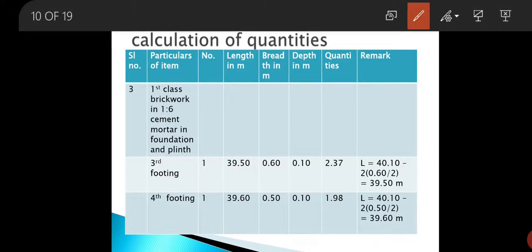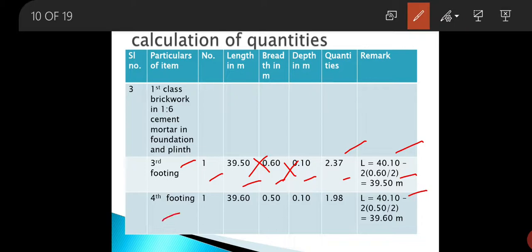See here, third footing number is 1. In the remark column you have to write all these things. So 40.1 is the total center length of the building, and from that we will subtract 2 into, as there are 2 junctions, 2 into 0.6 by 2, that is 39.5 meter. Width is 0.6, depth is 0.1. Then by multiplying these three we will get 2.37 cubic meter.